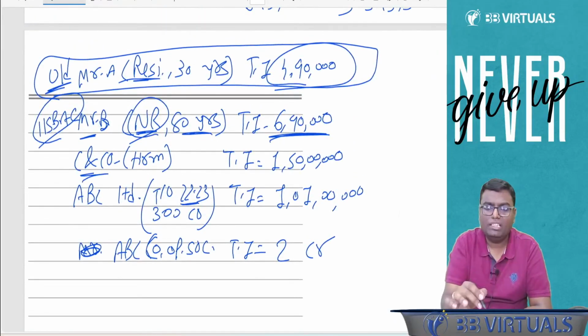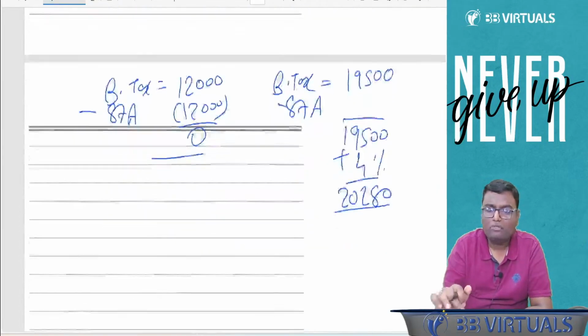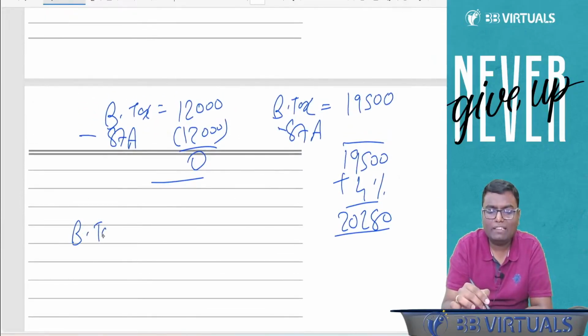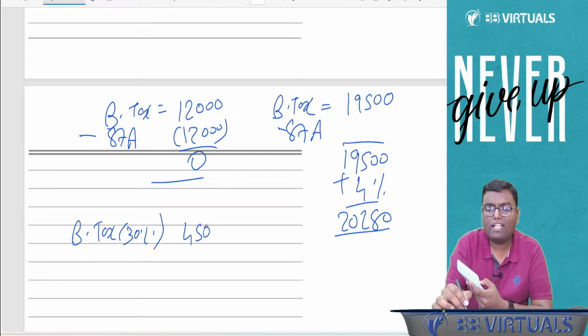C and company, a partnership firm. Total income 1 crore 50 lakh. What will be the tax payable? First of all, a partnership firm. Can I say basic tax is directly applicable at the rate of 30%? So 1 crore 50 lakh into 30% comes to 45 lakh.